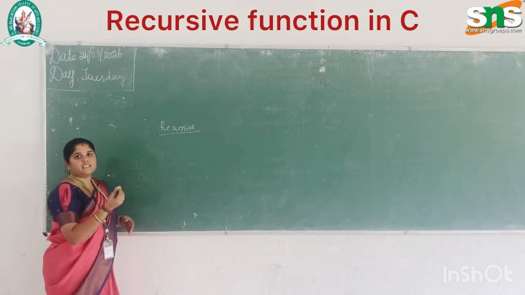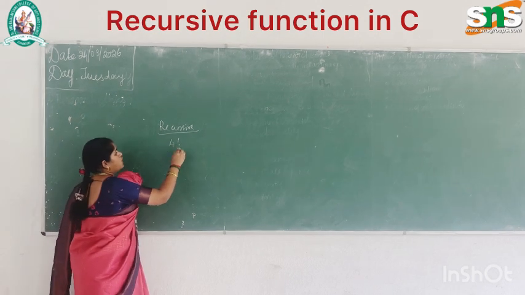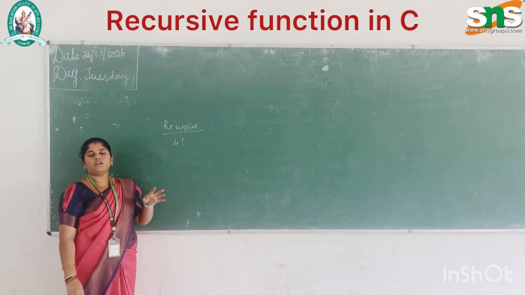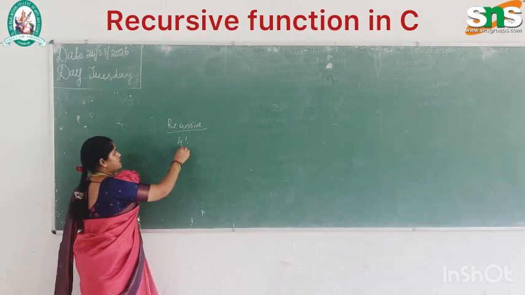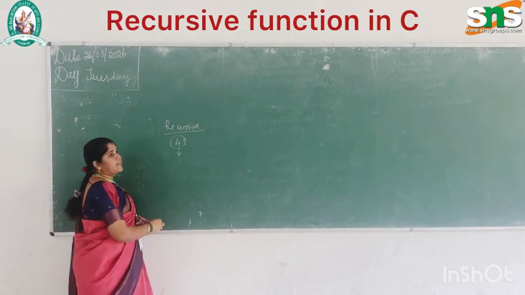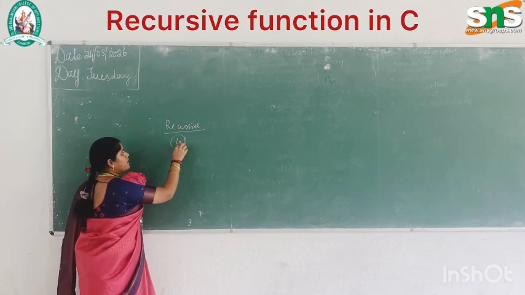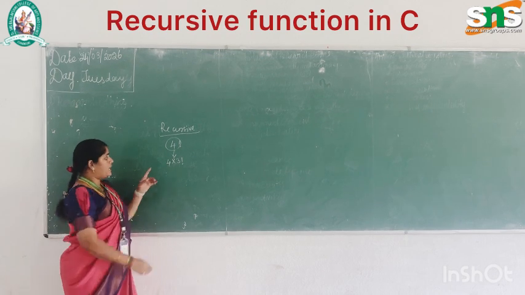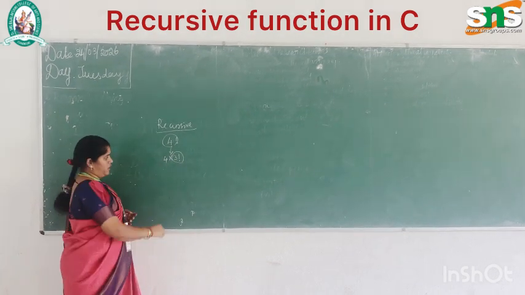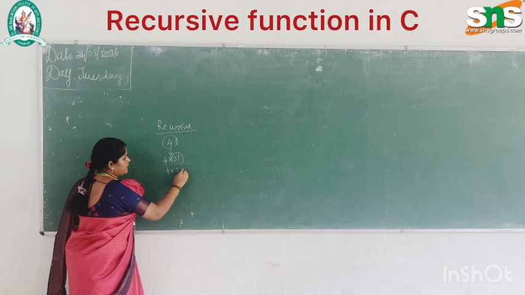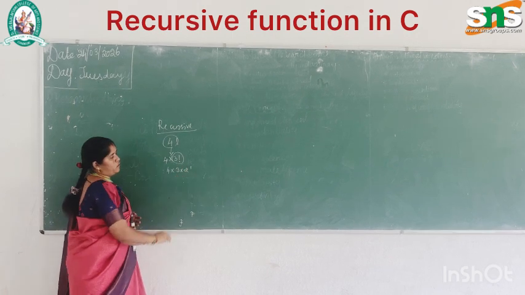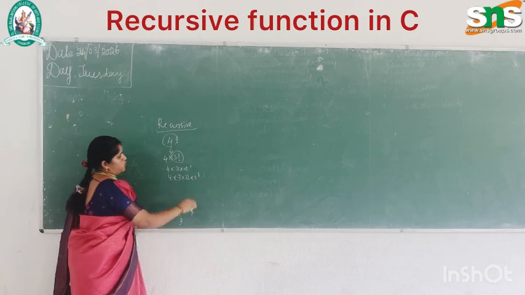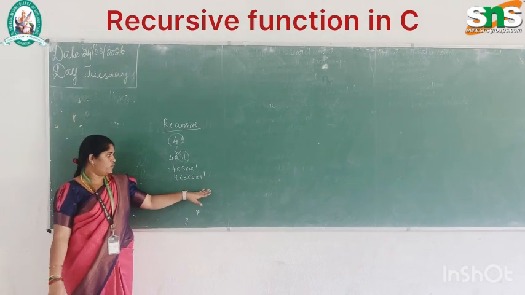Let us consider the number 4 factorial. I have to find the value of 4 factorial. How the calculation will be done is this. It is indirect. I have to find 3 factorial, and again I need to find the factorial of 3. So 4 into 3 into (3 minus 1), that is 2 factorial. Again 4 into 3 into 2 into 1 factorial. Finally the 1 factorial value will be 1.